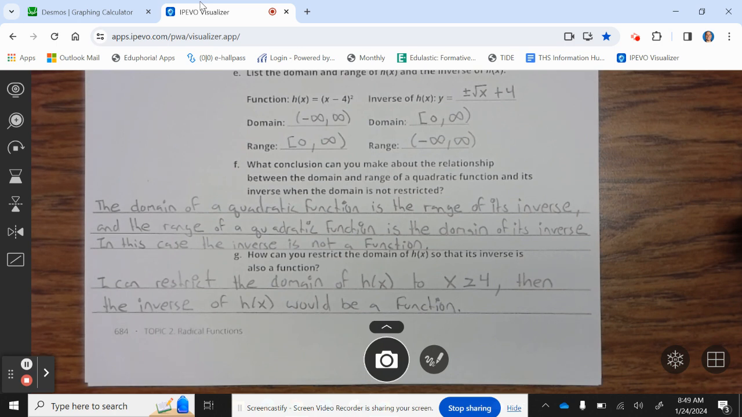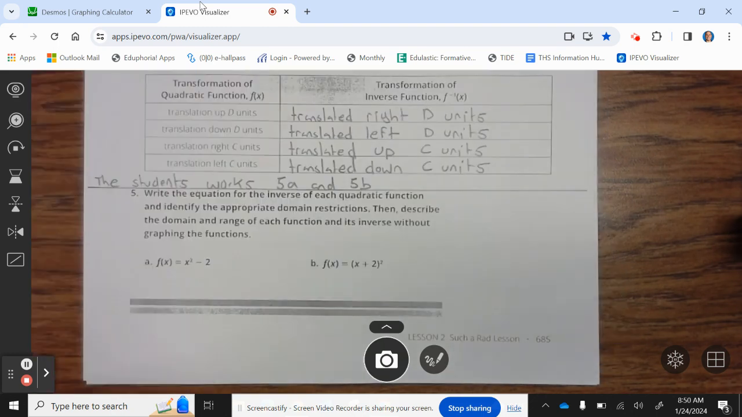G. How can you restrict the domain of h of x so that its inverse is also a function? I can restrict the domain of h of x to x greater than or equal to 4. Then the inverse of h of x would be a function. Let's take a look at the next page.